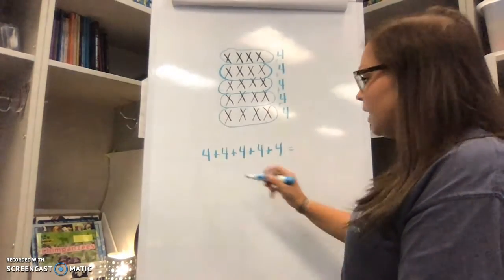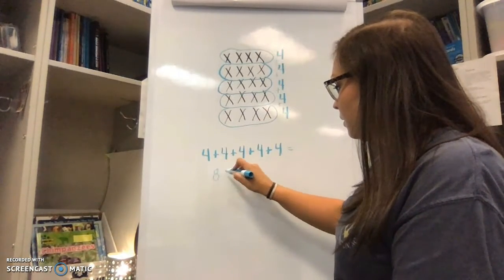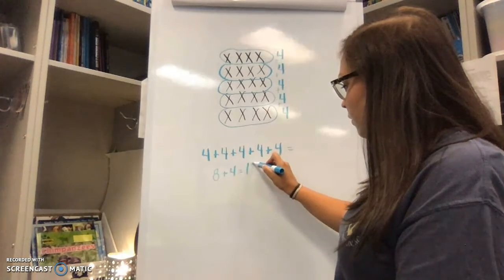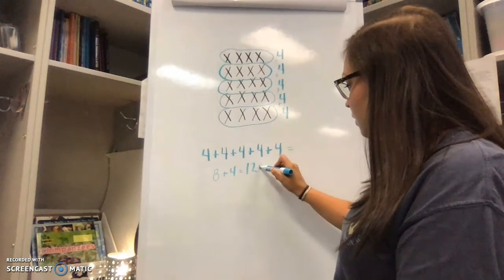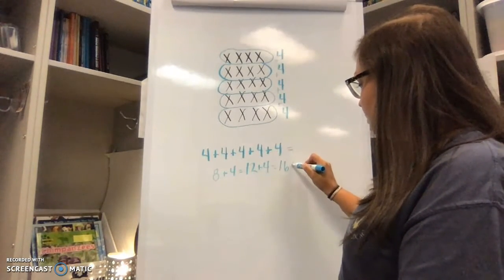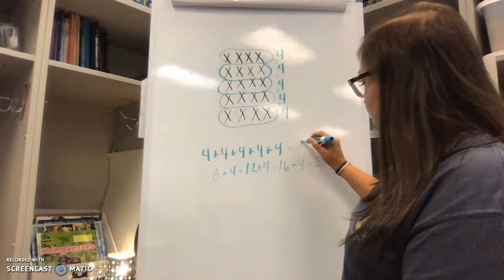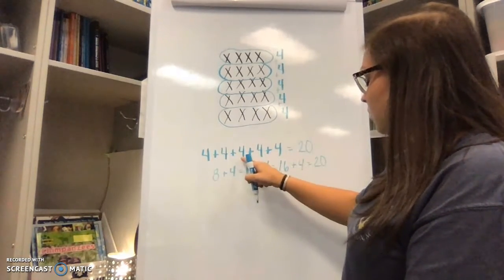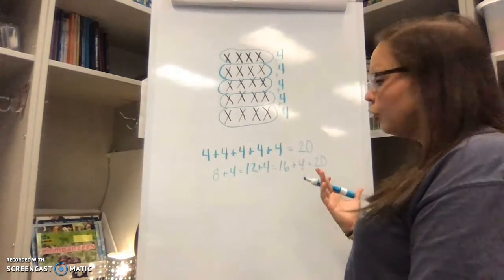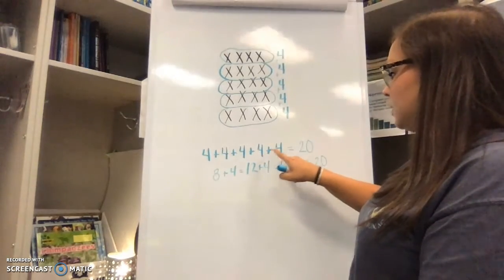And when I add this together, I know that 4 plus 4 is 8. And 8 plus 4 is 12. And 12 plus 4 is 16. And 16 plus 4 is 20. So 4 plus 4 plus 4 plus 4 plus 4 is 20. Or I could group count 4, 8, 12, 16, 20.